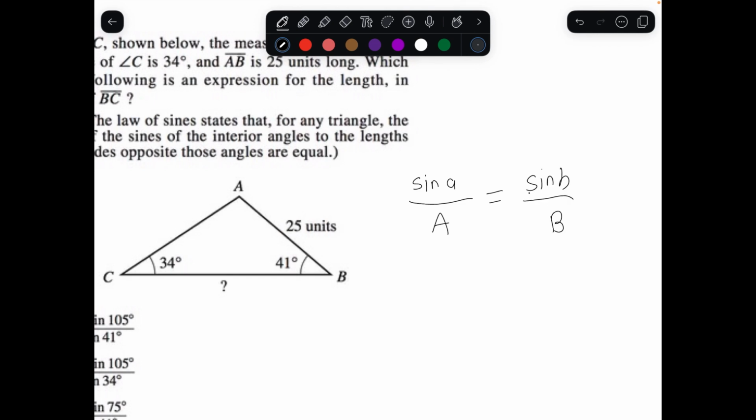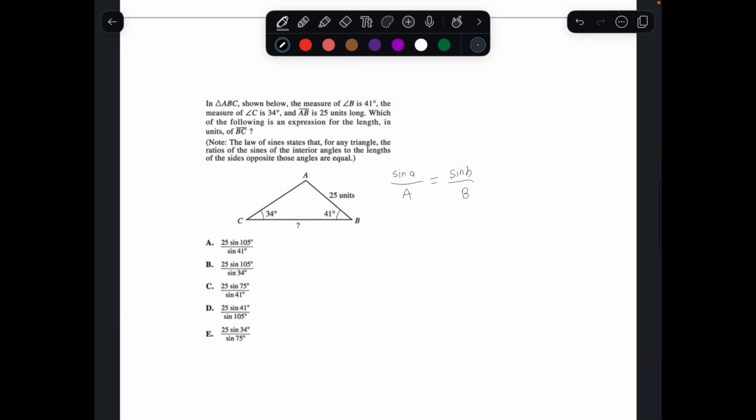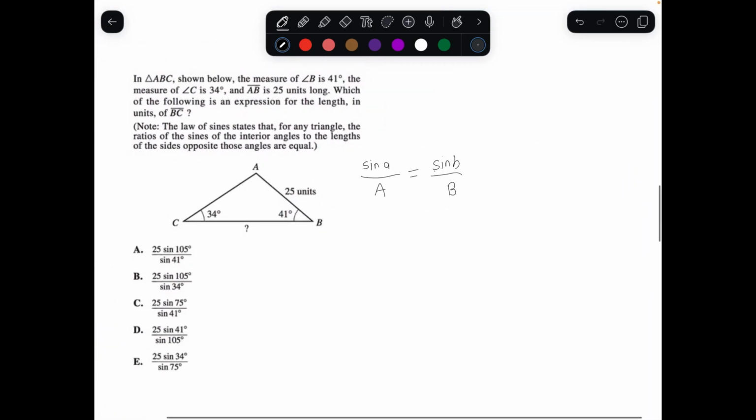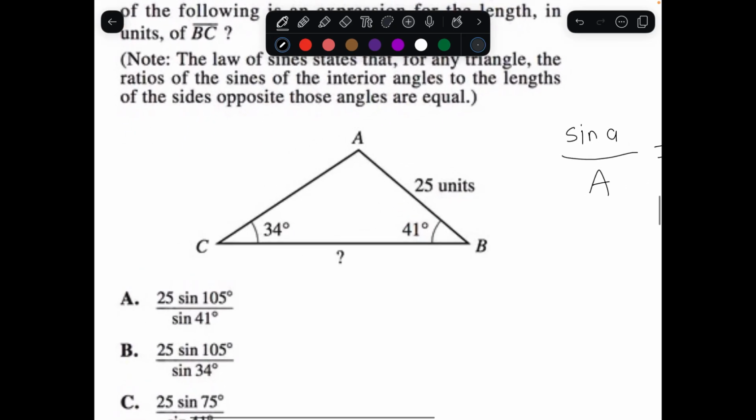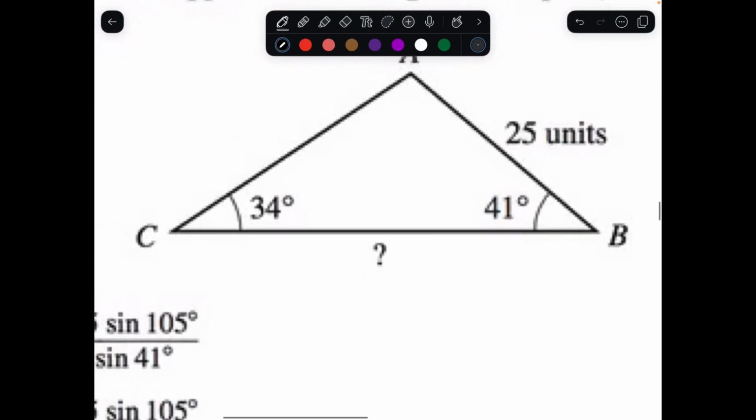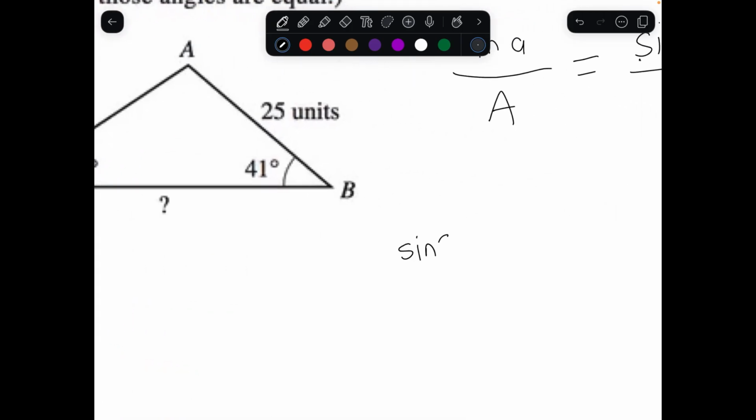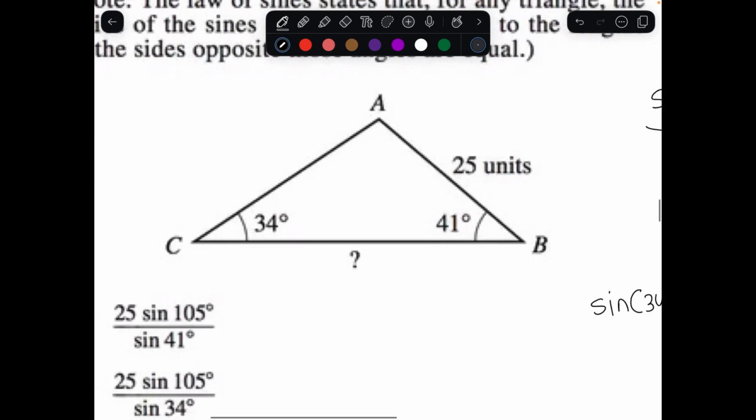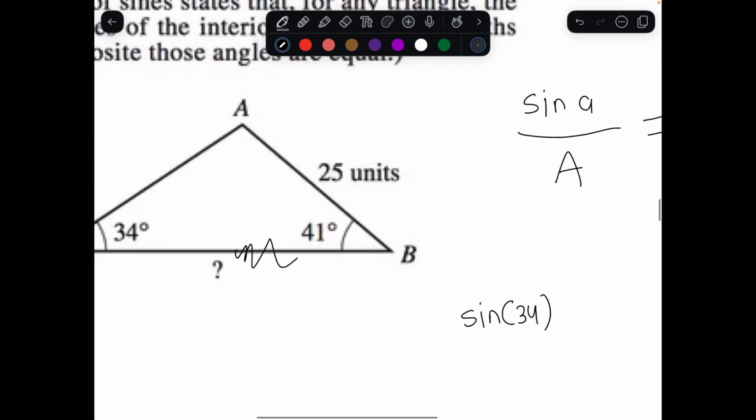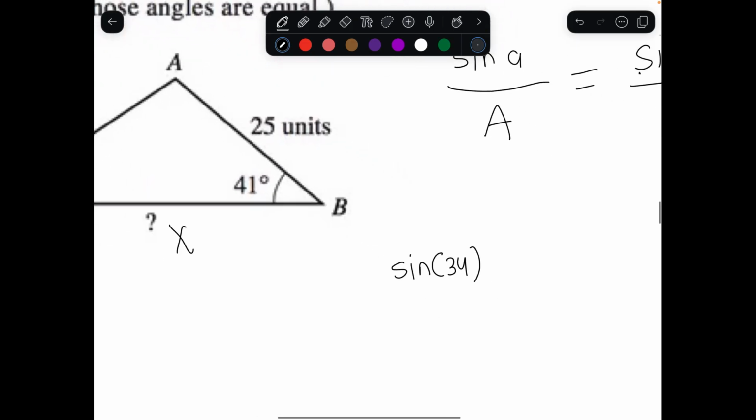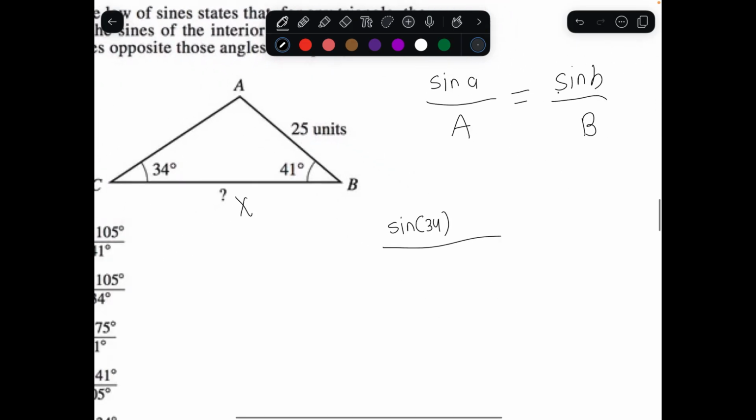So what the law of sines tells us is that if we divide any side by the sine of the angle across from it, we get the same value every time. So I'll show you an example of that in this question, because we're going to be using law of sines. So to solve this question, we are given that angle C is 34 degrees. So sine 34. This is going to help us find this side. Let's call this x. Sine 34 over 25.